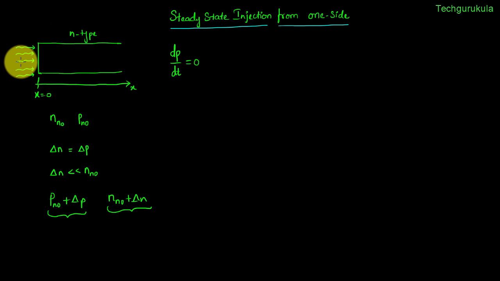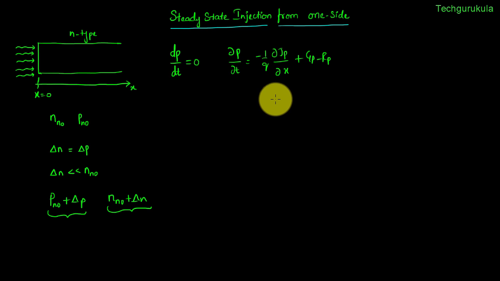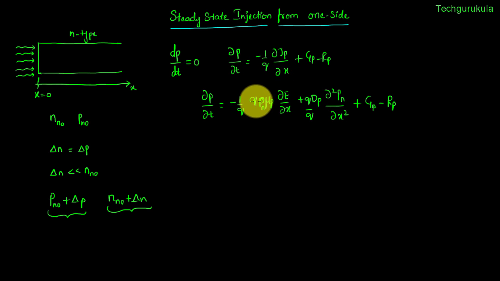Now, how do we exactly get how the carrier concentration is inside the N-type semiconductor? We need to take the continuity equation for holes. Let me take the continuity equation for holes, which is ∂P/∂t is given by minus 1 over q times ∂Jp/∂x plus Gp minus Rp. And now we know Jp is actually Jp diffusion plus Jp drift. So let me substitute that and write the expanded continuity equation, where the q's cancel and here the q's cancel.